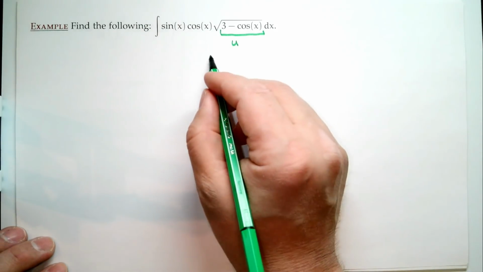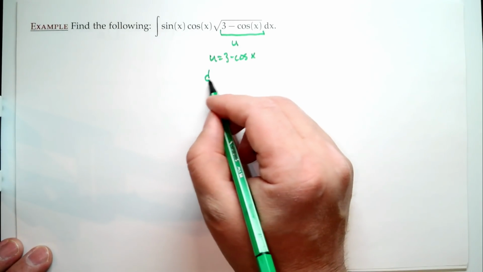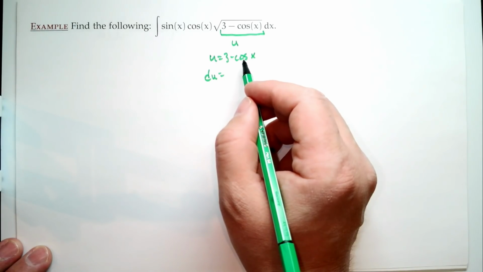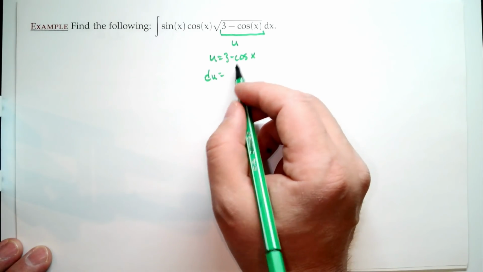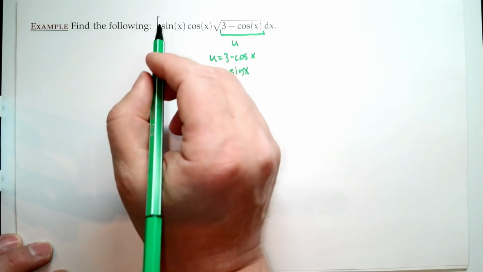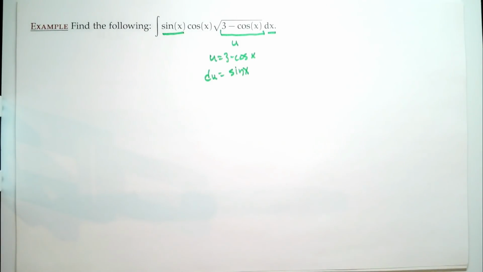If u is 3 minus cosine x, what would du be? Well, the derivative of 3 is 0. The derivative of cosine is negative sine. Minus minus makes positive sine x. And then we say, aha, good news. We have a sine x dx. That will become our du.